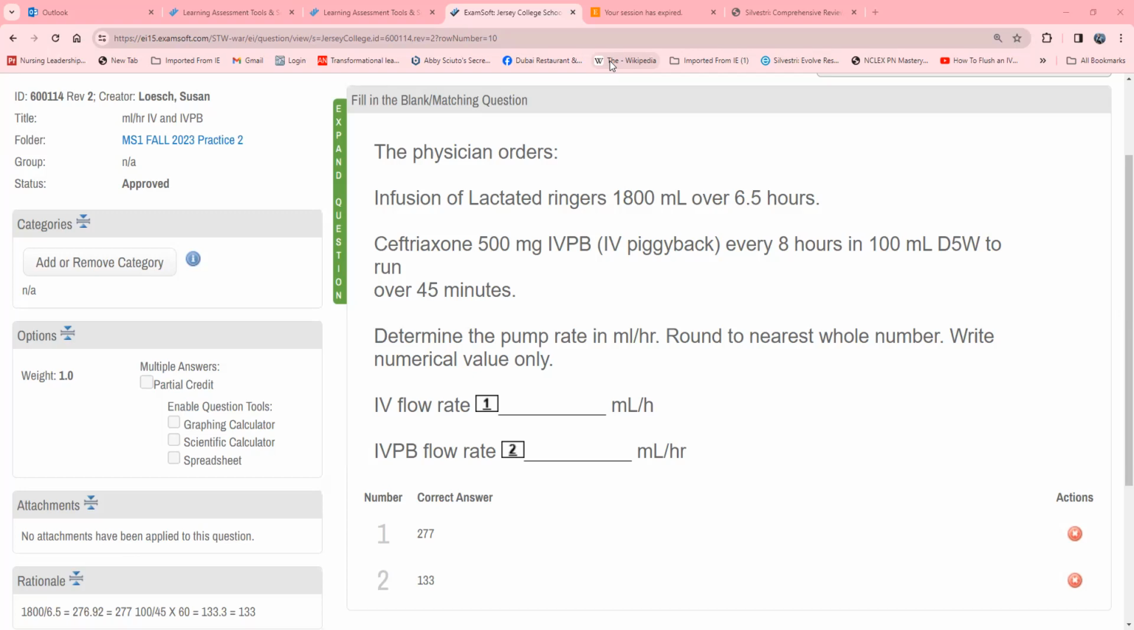Any other questions you guys need to ask? All right, I'm going to end the session before I end up with the big D, and I don't mean Dallas. Miss Loesch? Yes.